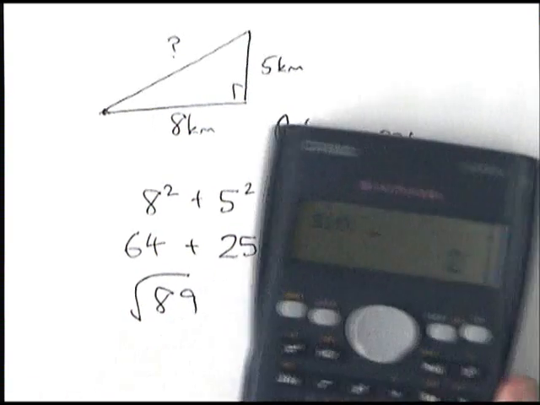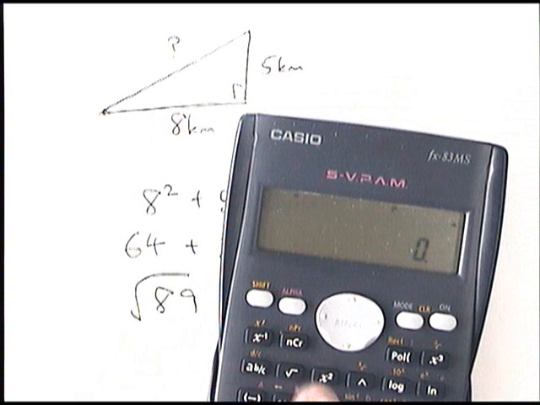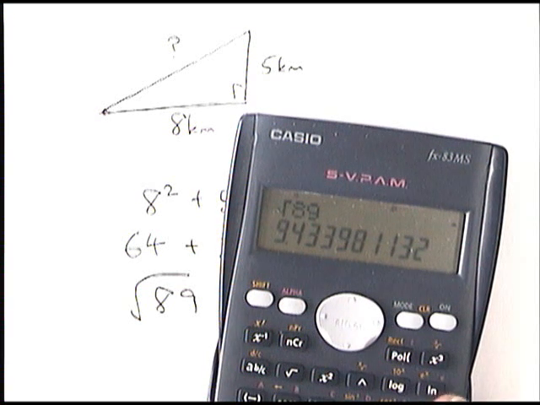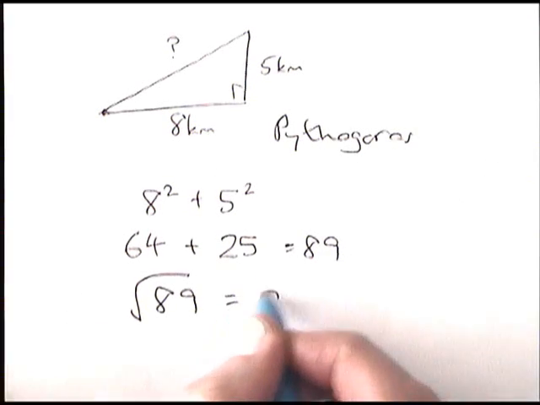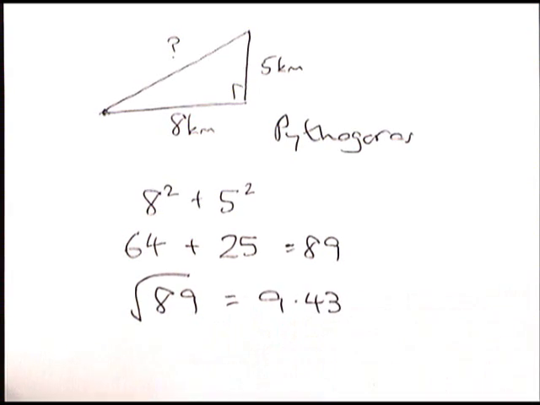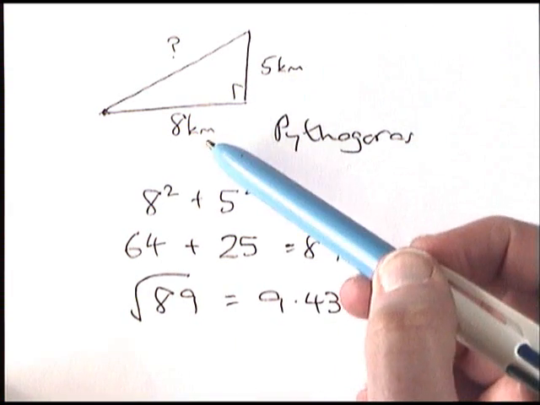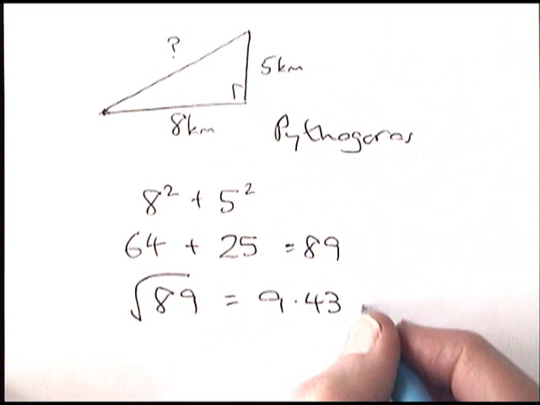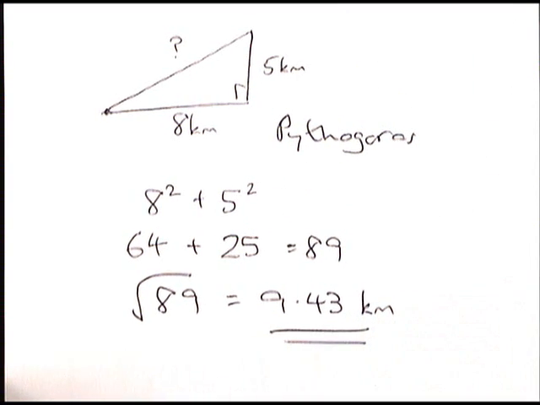So it's a case of going to your calculator and doing the square root of 89, and that's giving us 9.43398. We don't need to write all of those digits down. 2 digits after the decimal point is fine, so 9.43. So our answer, 9.43. Everything else in this question had units, it was kilometers. This will be in kilometers too. Our final answer, 9.43 kilometers.